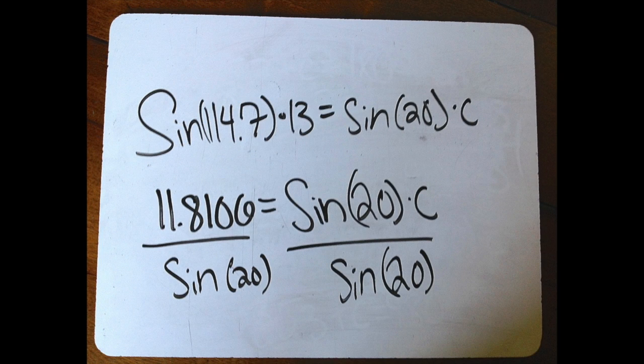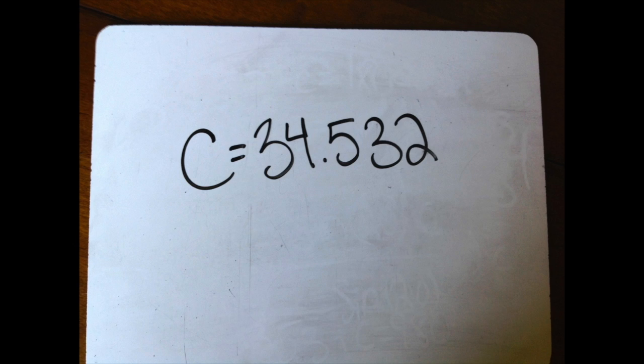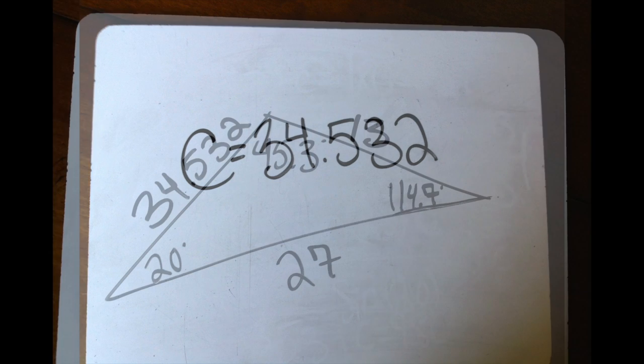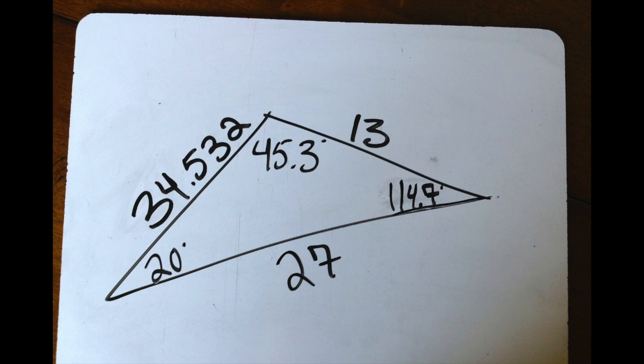Then you need to cross multiply both sides, just as you do with any proportion, and you end up with 11.8106 being equal to sine of 20 times c. Then, to get c by itself, you must divide both sides by sine of 20, which is perfectly feasible because sine of 20 is a numerical value, and we don't need to use arcsine. Once we divide both sides by sine of 20, we find that side c is equal to 34.532 centimeters, which then gives you all of the known side lengths and all known angle measurements in our example triangle.